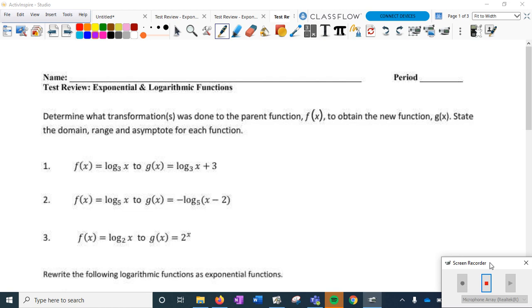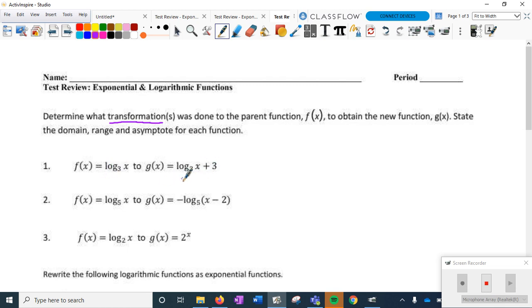All right, so first thing we need to make sure we do is transformations. Again, that's been a part of every test that we've done. All the same transformations cause the same changes to the graph. So we got to be able to go both directions. I'll be able to give you two equations, you tell me the transformations, or I give you a parent equation and transformations, and then you give me the new equation.